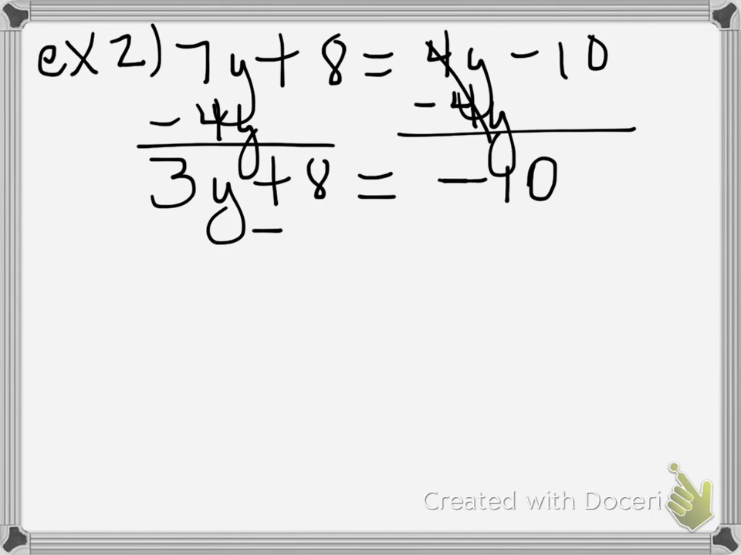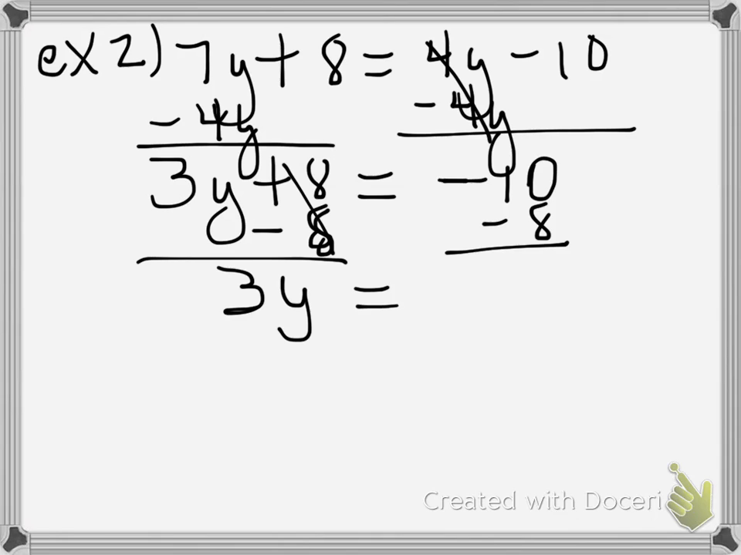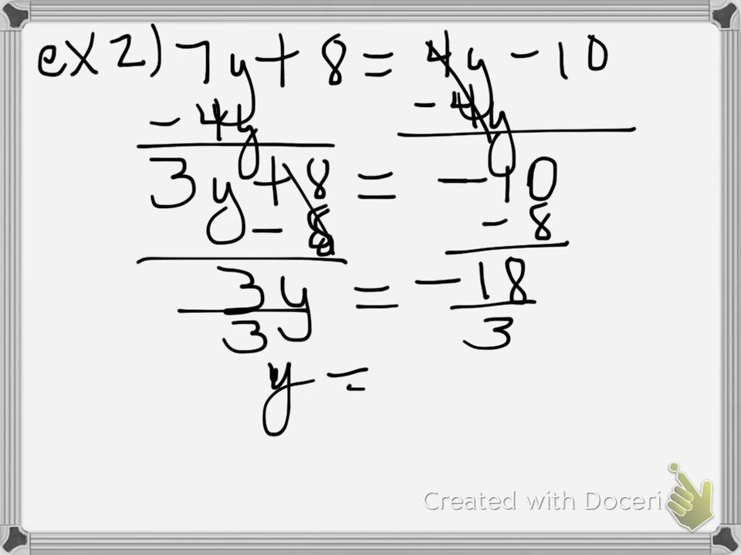All right, let's subtract 8 from both sides. That's going to give me 3y equals negative 10 minus 8 is negative 18. We're going to divide by 3, and that's going to give me y equals negative 6. Be sure to pay attention to your integer rules.